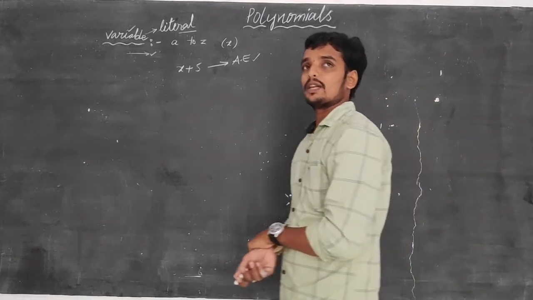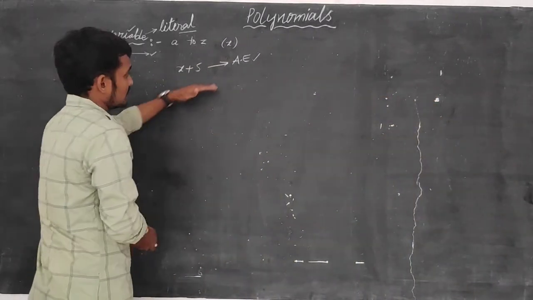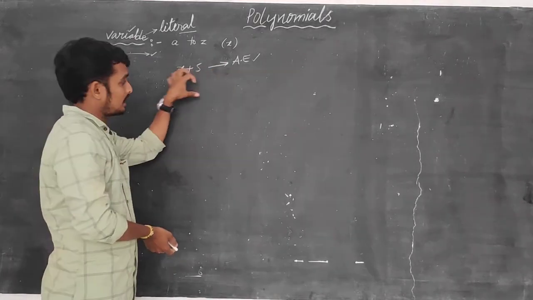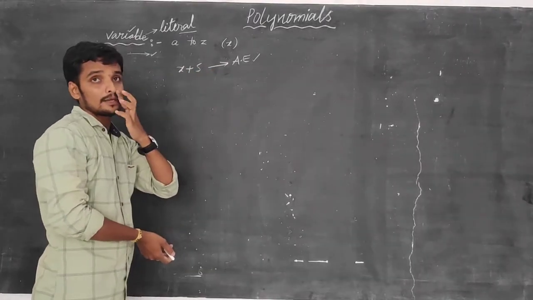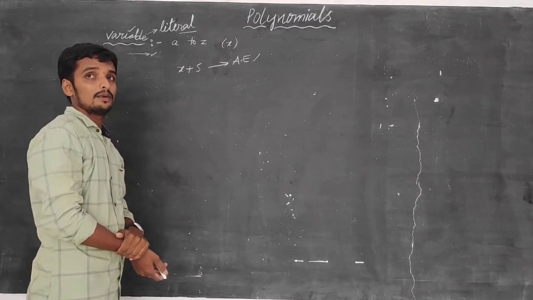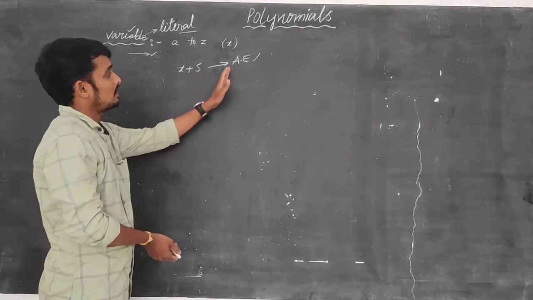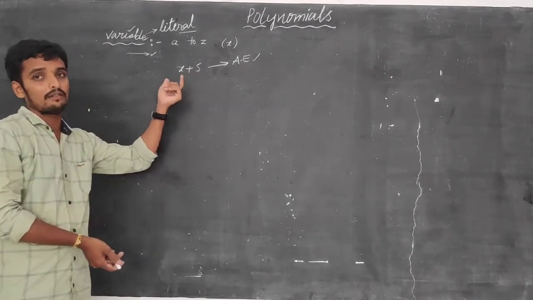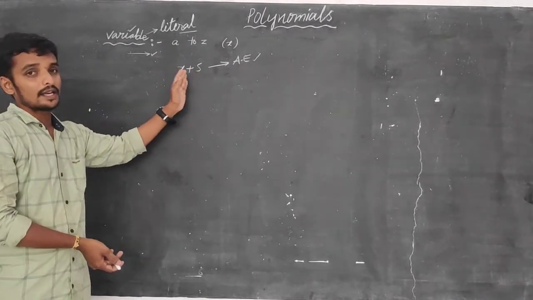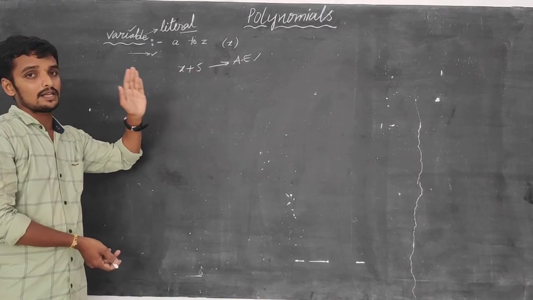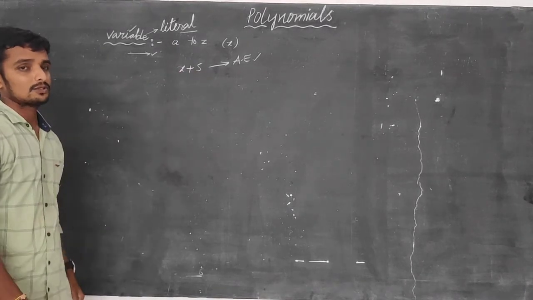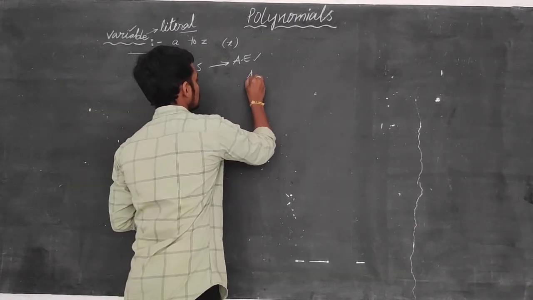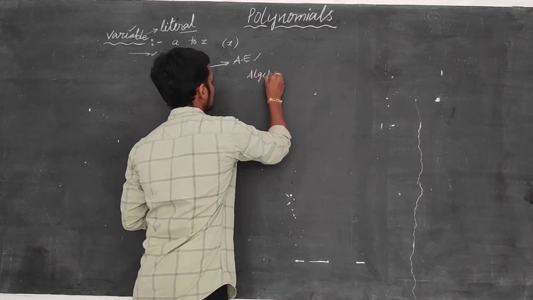We have also discussed numerical expressions. Numerical expressions are expressions having only numbers, connected with plus, minus, into, divided by. Algebraic expressions have variables and numbers connected with the symbols plus, minus, into, and divided by. So now those are the two words. The first one is algebraic expression.